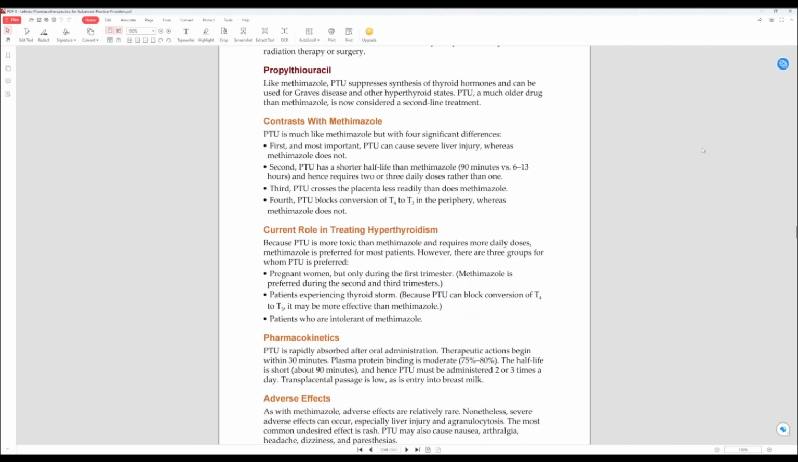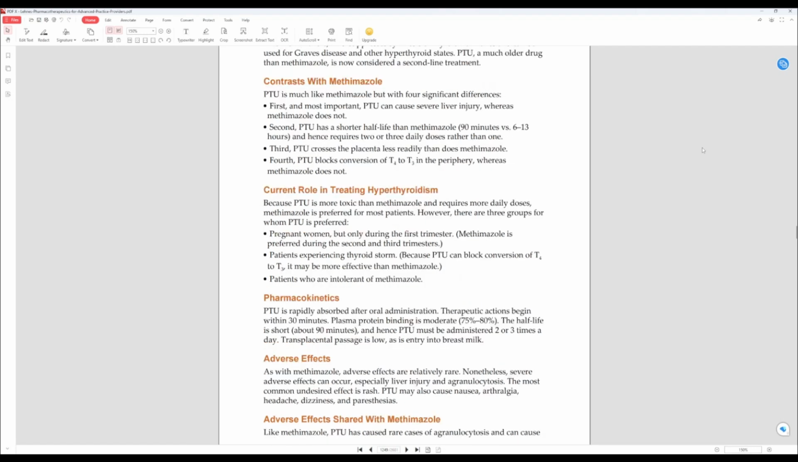That brings us to PTU. Like methimazole, PTU suppresses synthesis of thyroid hormones and can be used for Graves' disease and other hyperthyroid states. PTU, a much older drug than methimazole, is now considered second-line treatment. It does contrast with methimazole. PTU is much like methimazole, but with 4 significant differences. The first being the most important.